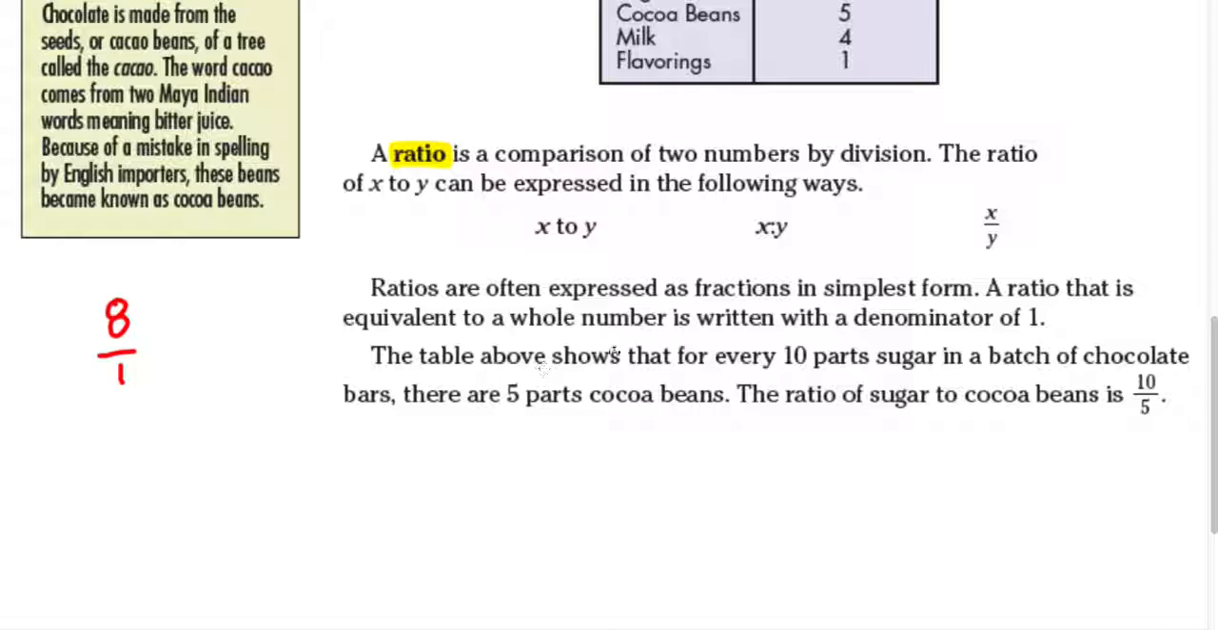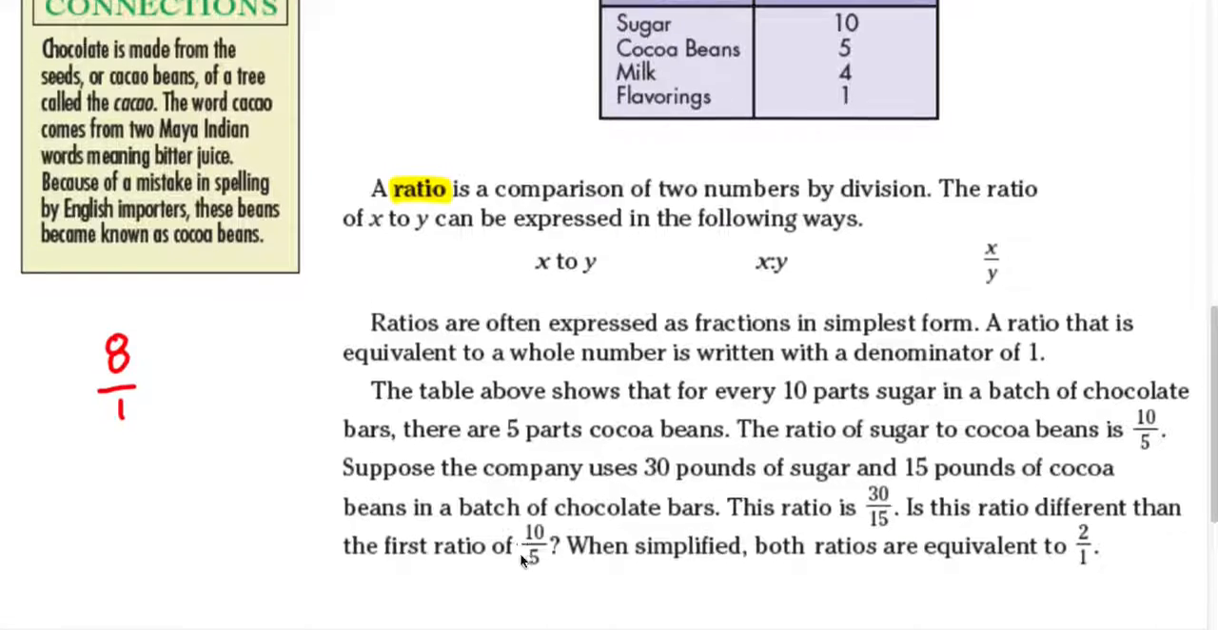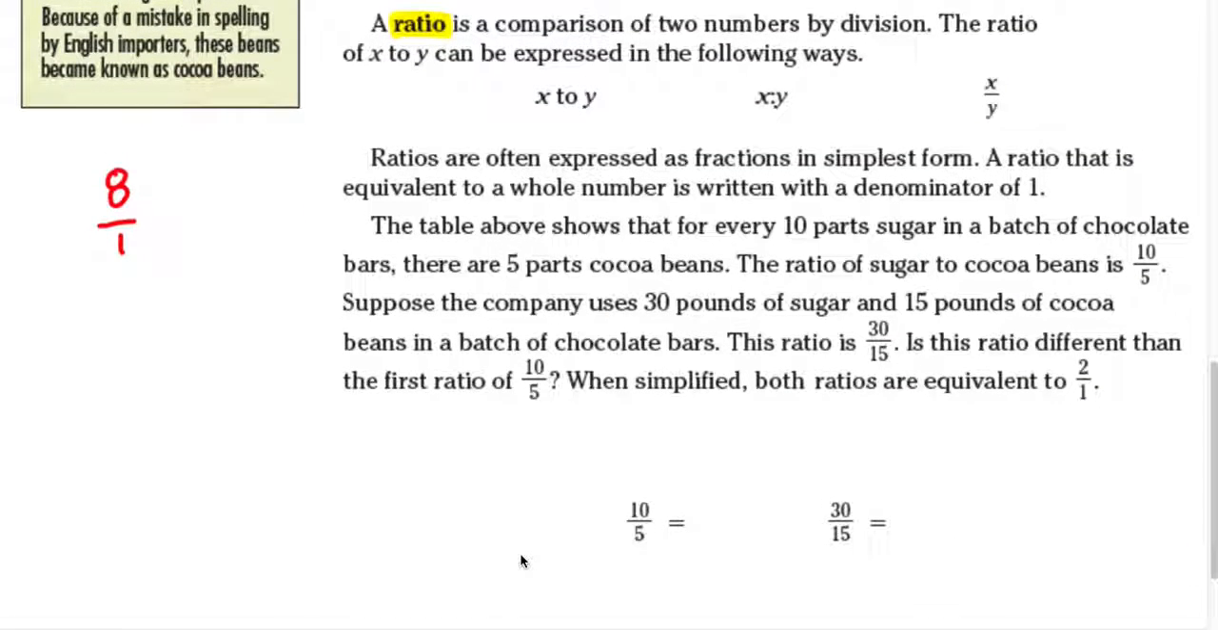Let's take a look at the application at the beginning of the lesson. The table above shows that for every 10 parts of sugar in a batch of chocolate bars, there are 5 parts of cocoa beans. The ratio of sugar to cocoa beans is 10 over 5. Suppose a company uses 30 pounds of sugar and 15 pounds of cocoa beans in a batch. The ratio is 30 over 15. Is the ratio different than the first ratio, 10 to 5?